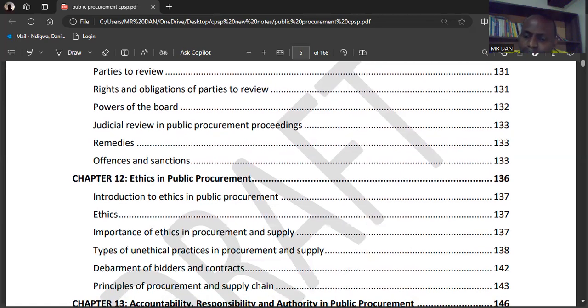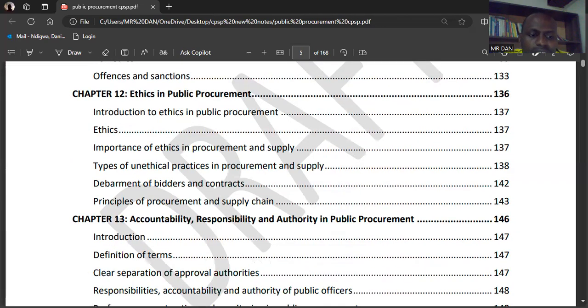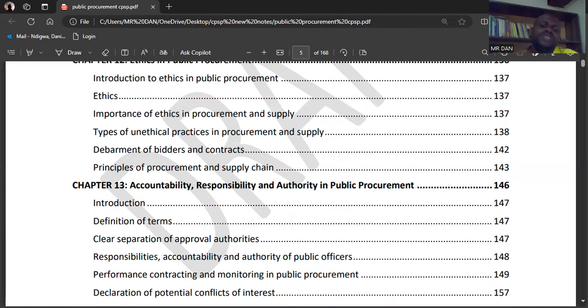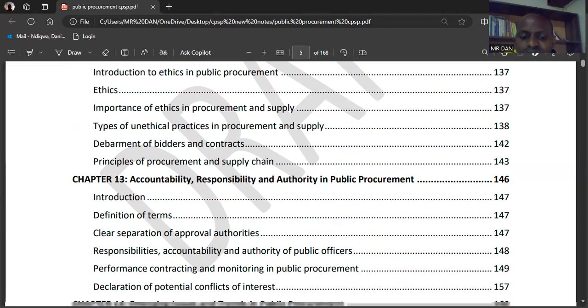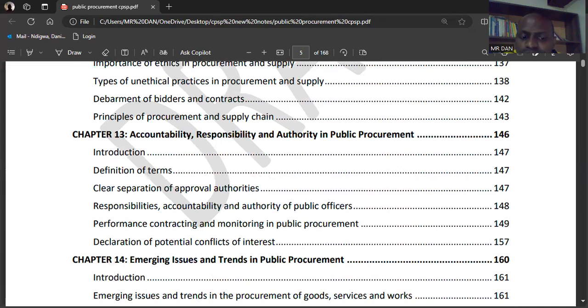Chapter 12 is about ethics in public procurement. And ethics here, we are looking at morals and what we are supposed to do as a procurement professional so that you are not caught off guard and you don't have to go and explain what happened. So sometimes it's always important to understand the code of conduct so that you don't get fixed in public procurement. Chapter 13 is about accountability, responsibility, and authority in public procurement. Here we are going to look at various responsibilities of public officers and how well they perform their duties, and declaration of conflict of interest. It's always important to declare conflict of interest.